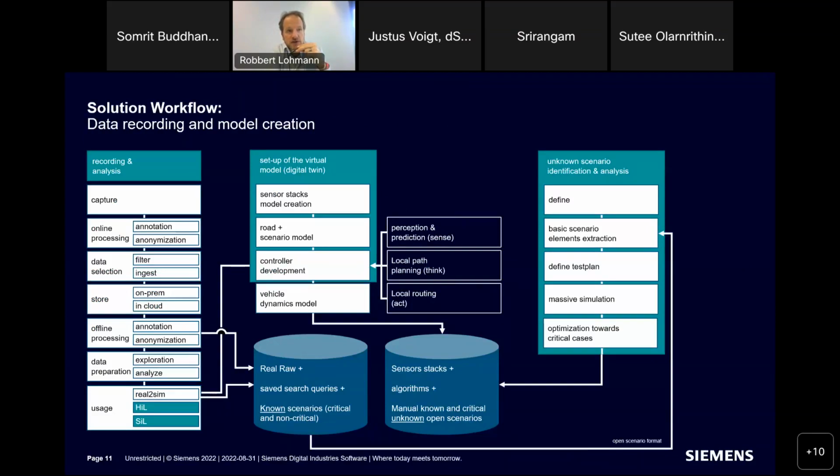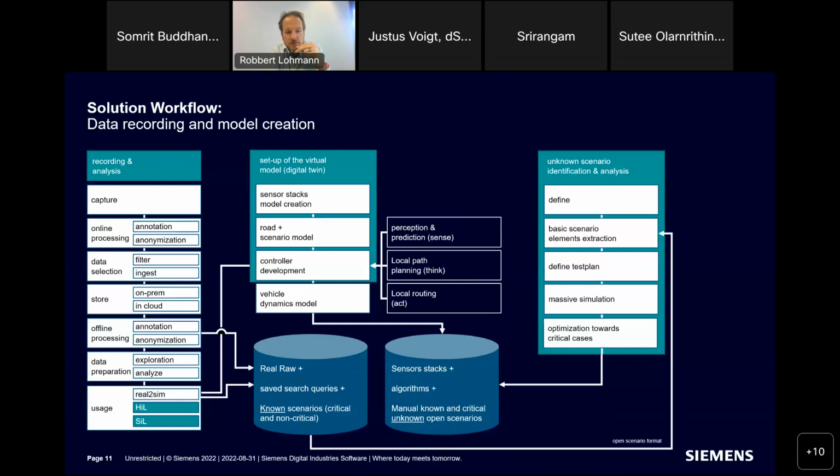So on the left-hand side is our capabilities of providing hardware and software to actually monitor what a vehicle has experienced on the road, create the scenarios based on that, and use a real-to-sim converter to actually bring it into a simulation model. The simulation model is something that you see in the middle. And that simulation model ultimately allows us to do unknown scenario identification.